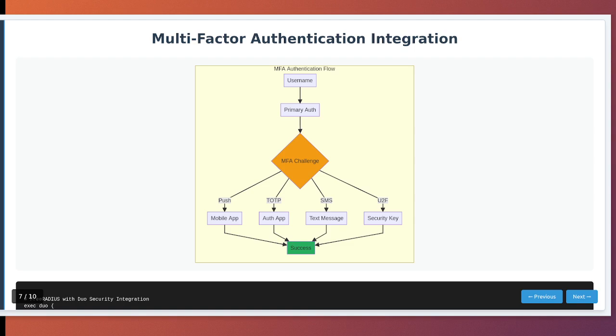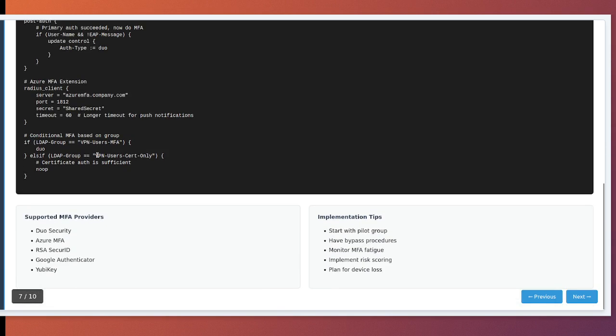The diagram shows various MFA flows possible with EAP. Notice how the RADIUS server acts as an integration point. It can talk to multiple backend systems to validate different factors. You are not limited to one MFA provider. I have seen deployments that use Azure MFA for employees and RSA SecurID for contractors, all through the same RADIUS infrastructure. Here is a pro tip.